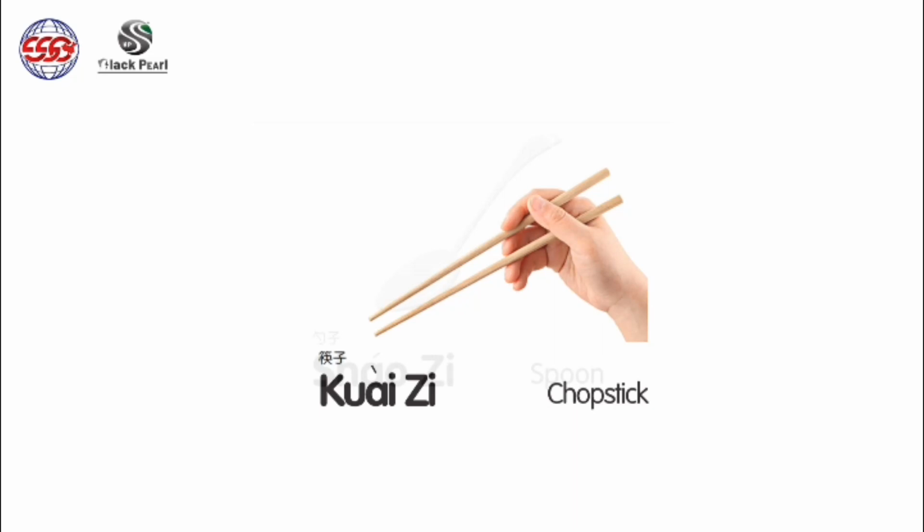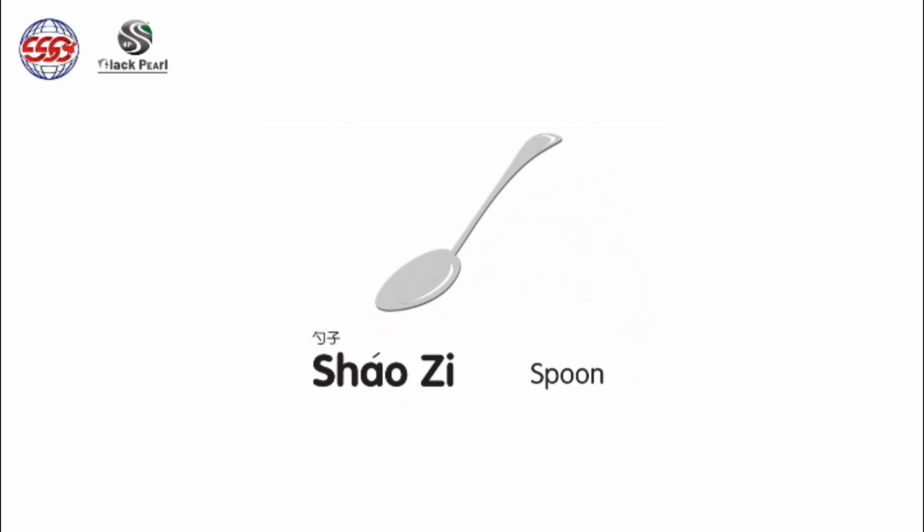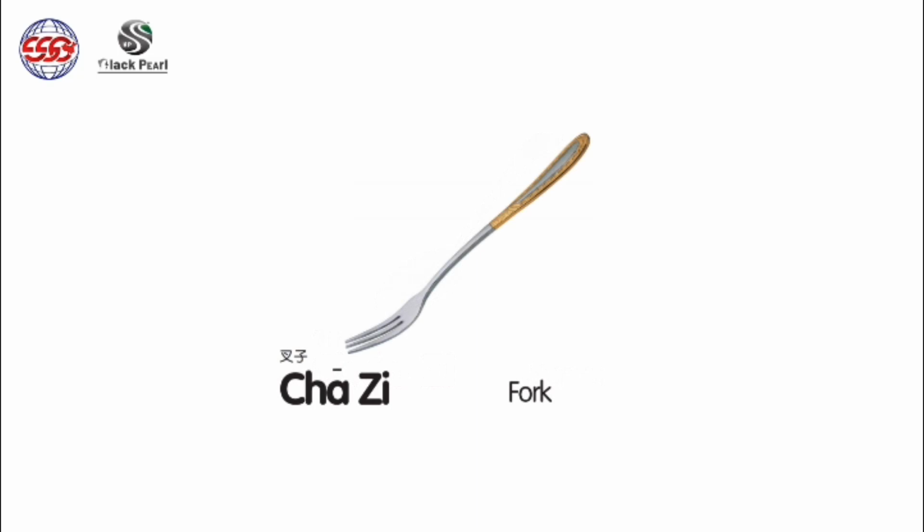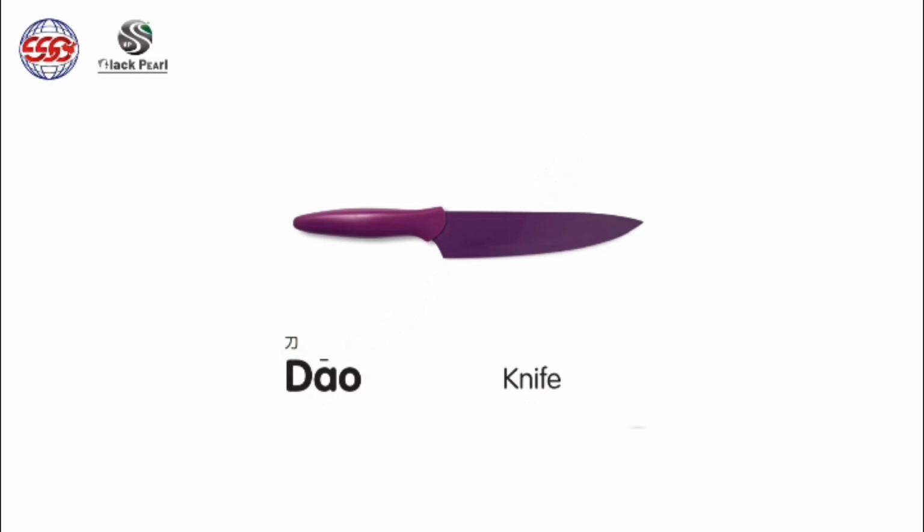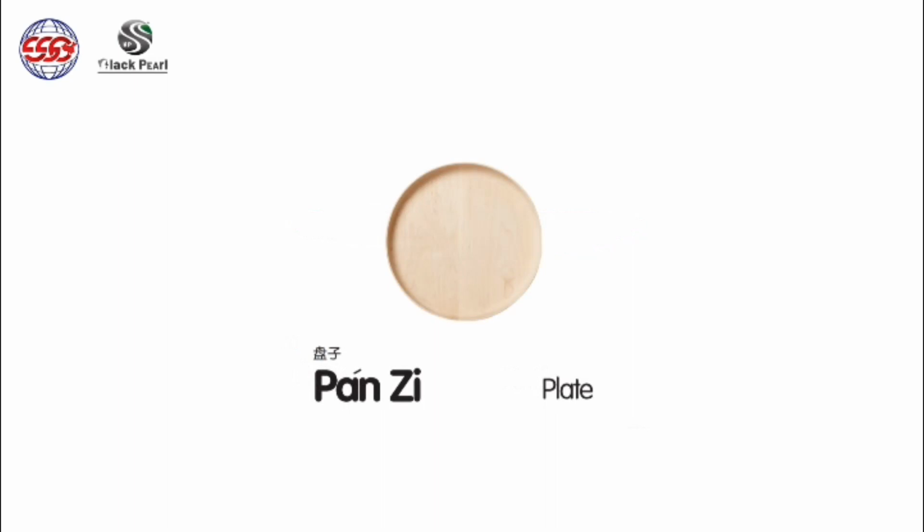Spoon. 勺子. Fork. 叉子. Knife. 刀子. Plate. 盘子.